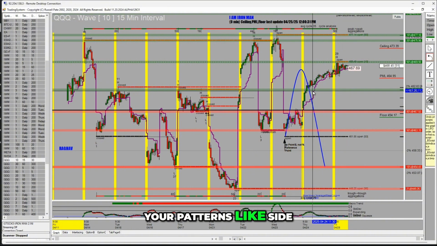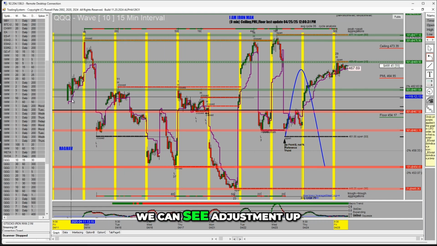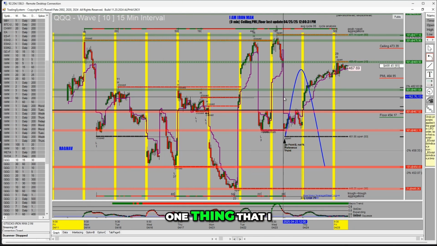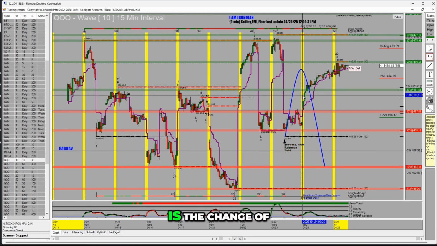Your patterns like side exit and tabletop work the same. Like right here, we can see adjustment up, then the price taking support from the vector. Adjustment up and the price taking support from the vector. Basically the same. One thing that I do want to show is the change of the pivot, and in this, the vector plays a super important role.